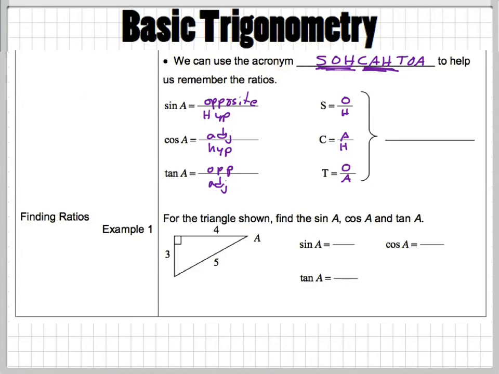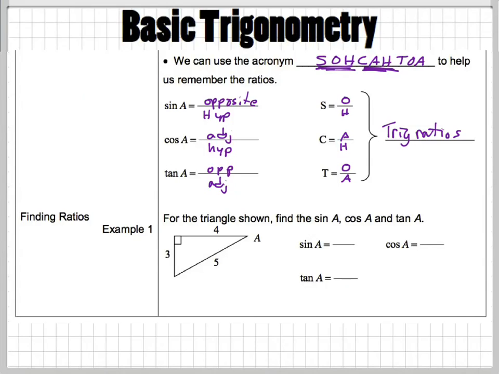Opposite over adjacent. I'm just giving you guys pretty much vocabulary words right now. These are the trigonometric ratios, trig ratios. Ratios is another word for fractions.